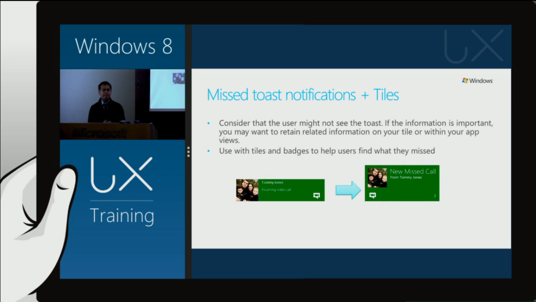So also remember that notifications are transient. They appear and they disappear. So your user may not be in front of their device when that notification comes. So think about the relationship that you have between toast notifications and your tile. If something is important enough to provide a toast notification, make sure your tile also represents that with a badge or some type of information on that tile.